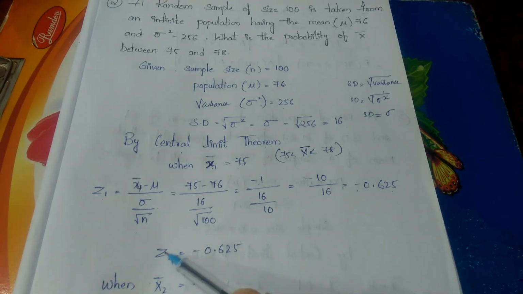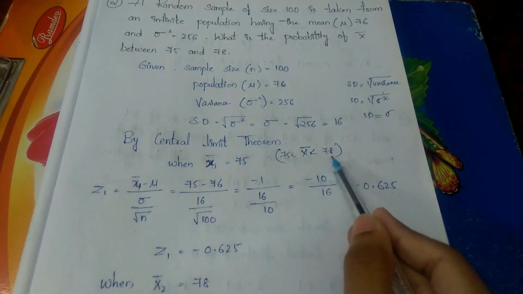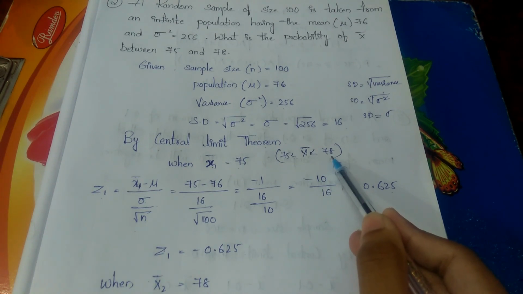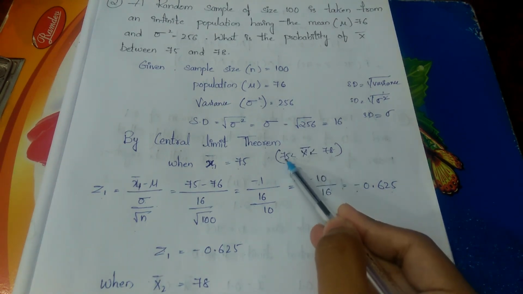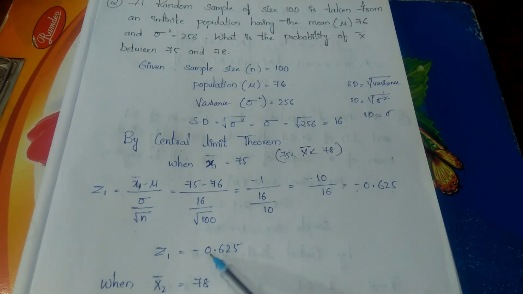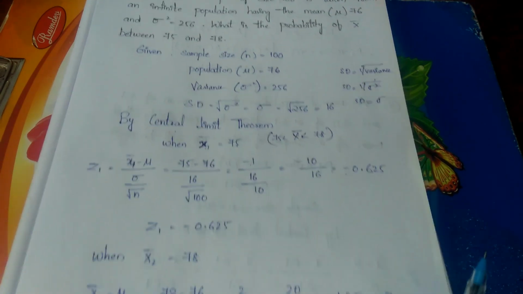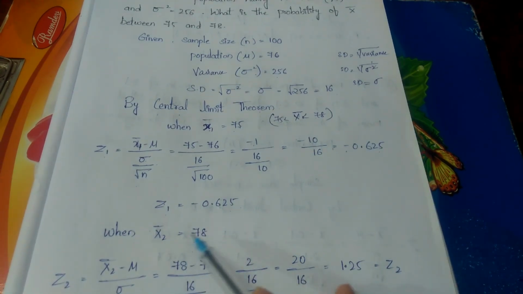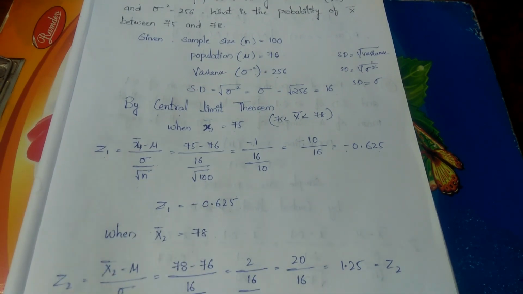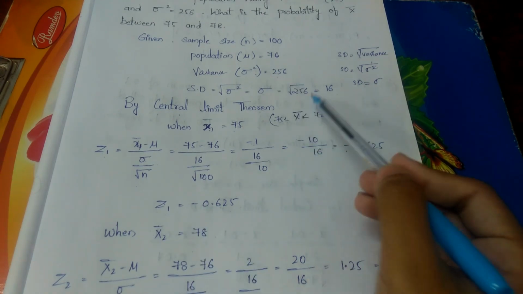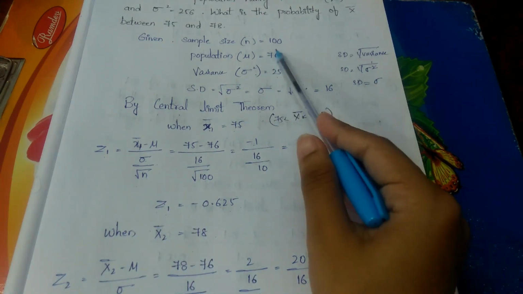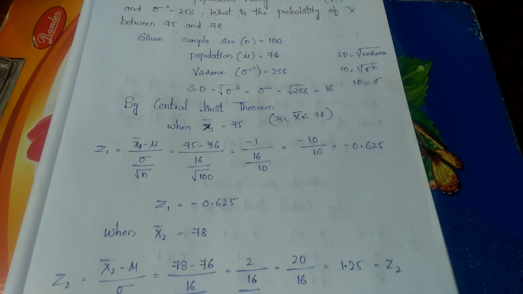I took z1 because in the next step we should also substitute the 78 value in the place of x bar. So when I substituted 75, I got the z1 value as minus 0.625. Now I should also substitute the 78 in the central limit theorem formula. So when x2 bar is equal to 78, z2 is equal to x2 bar minus mu by sigma by root n. Substituting the values: 78 minus the mean, which is 76, divided by sigma, which is 16, and divided by root of the sample size, which is 100.